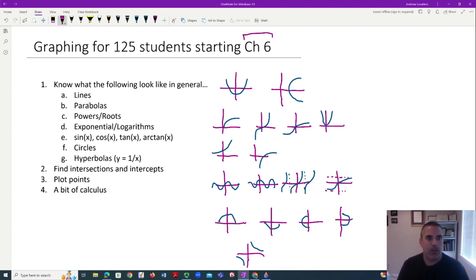Anyways, in general, it's good to know a lot about graphing. There's a lot to review, but I'm going to try to be quick here. For the most part, as I look through homework, you need lines, parabolas, sometimes powers and roots, sometimes exponentials and logarithms. It's good to know your trig functions, but these are the ones that come up the most. Circles, and I'm going to throw hyperbolas in there as that comes up every once in a while. These are those graphs.